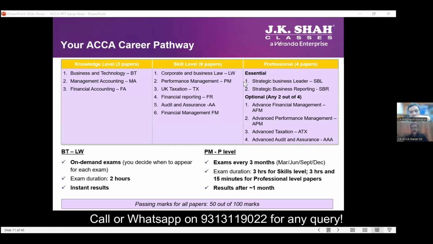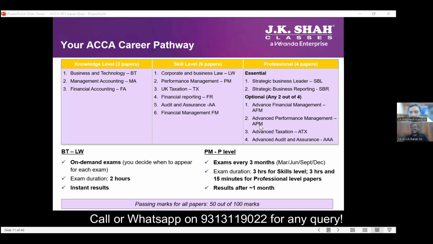You have to submit your final mark sheet of chartered accountancy and you will be granted the first 9 paper exemptions. Hence, you will be allowed to start directly with the last 4 papers. In the professional level, you can see it is subdivided into 2 parts: essential papers and optional papers. Essential papers are those papers which you have to compulsorily attempt. There are 2 papers, SBL and SBR, Strategic Business Leader and Strategic Business Reporting. Out of optional papers, you have to select any 2 papers out of 4.